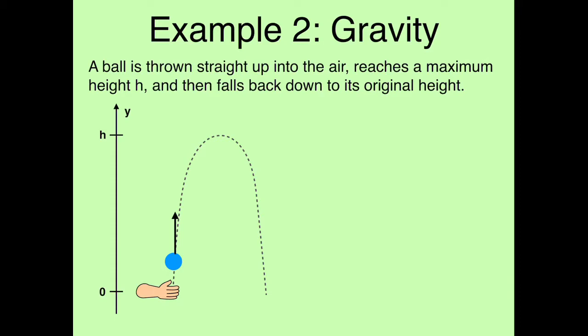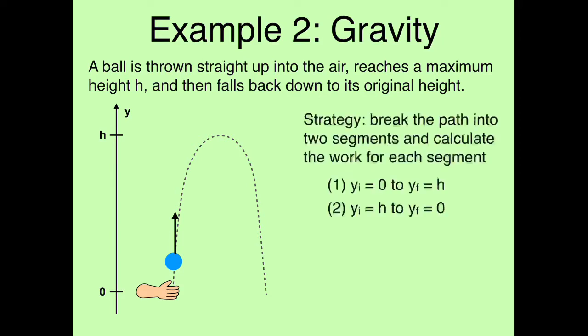A ball is thrown straight up into the air. It reaches some maximum height. Let's call that h. So this is the maximum height we reach. And then it falls back down to its original height. So we're going to take that overall motion and we're going to break it into 2 segments. Okay? So segment 1 is just the upward motion.